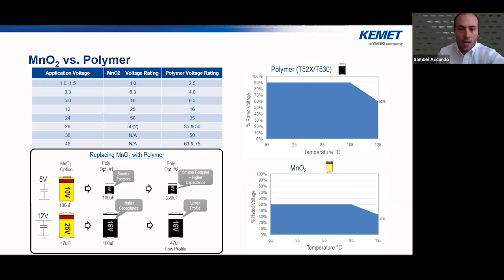What that means for you is that you could typically use smaller polymers, because you could get the same CV or same capacitance with lower voltage ratings in a smaller case size. Or you could use a higher capacitance polymer in most cases in the same case size and the same voltages. Or you could get lower profiles. So there are a lot of benefits from going from the MnO2 to polymer.